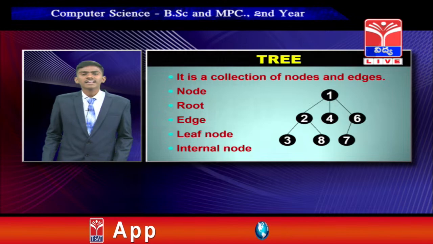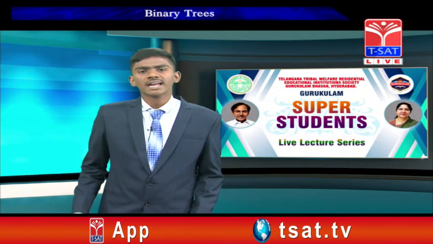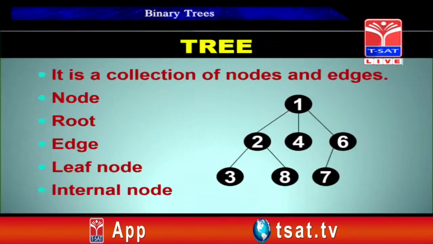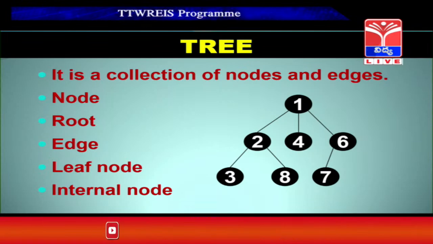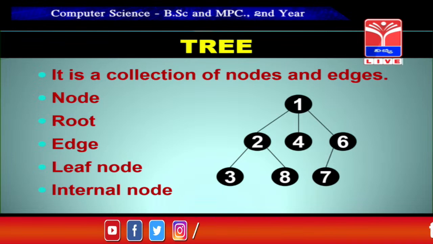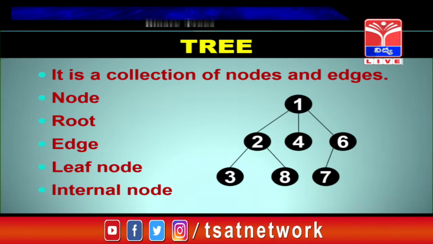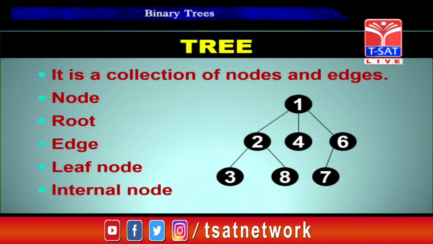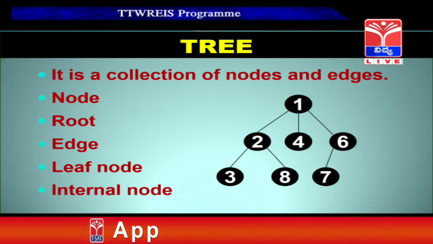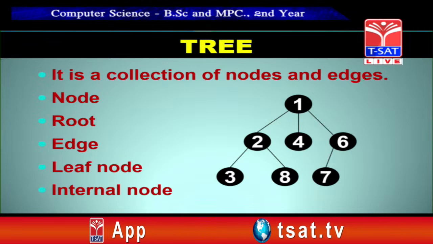And simply, a tree is a collection of nodes and edges. A node is where we store the actual data. See one example here. Here it is a normal tree with the data elements 1, 2, 4, 6, 3, 8 and 7. These are the data elements which this tree has.